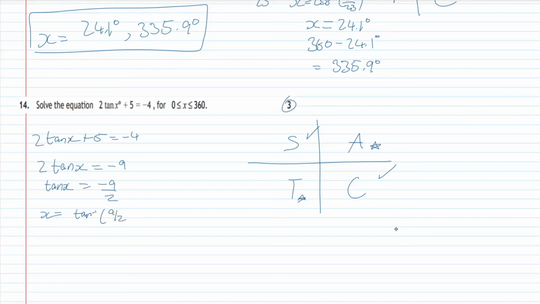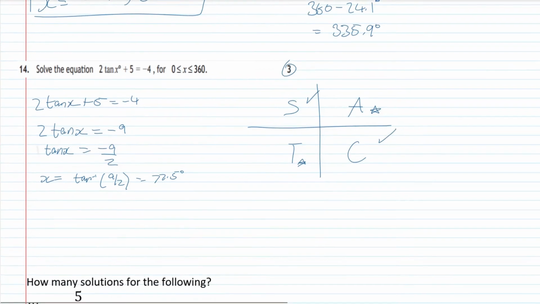Inverse tan of positive 9 over 2. Remember, whenever you find the inverse of numbers, you always use the positive value. If it's a negative question, you just then use the other 2 quadrants. Okay, so pop that in a calculator. Inverse tan of 9 over 2, you get out 77.5 degrees. And remember, we need to use this to get the other two answers.